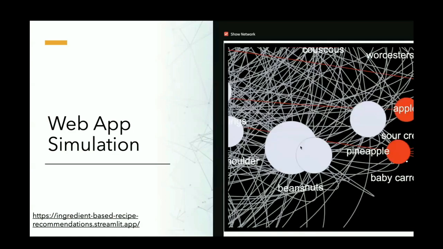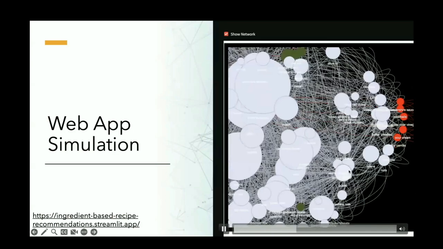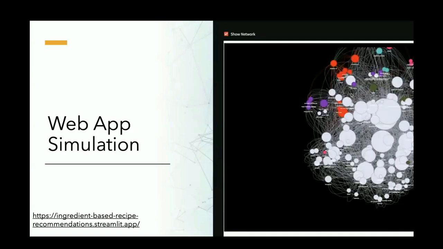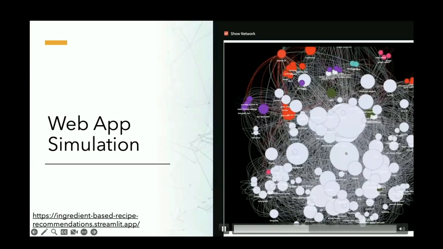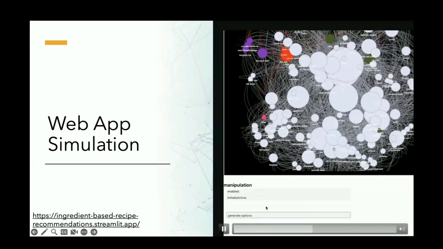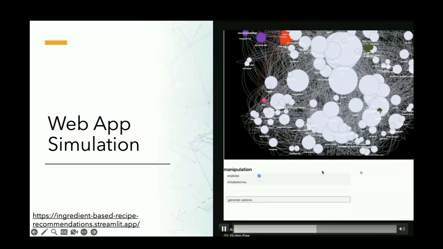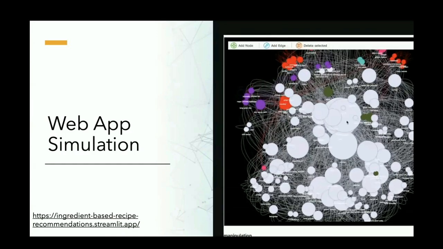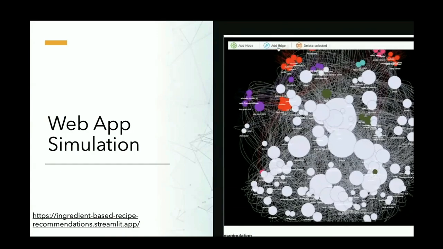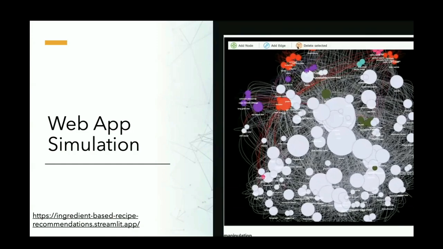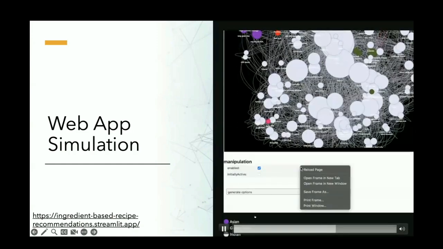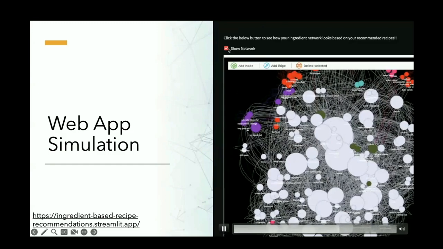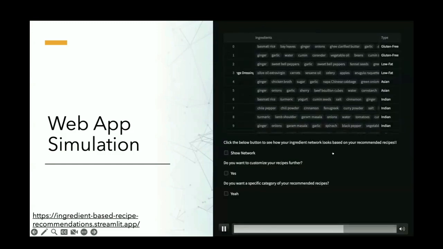So now the user can see their network, and maybe they wish to not have pineapple in their recipe, so they can delete that node and see how the network looks. And based on that, the recipes we recommended will be modified. Each and every color represents a different class as seen below. Like purple may be Asian and white may be some other thing.